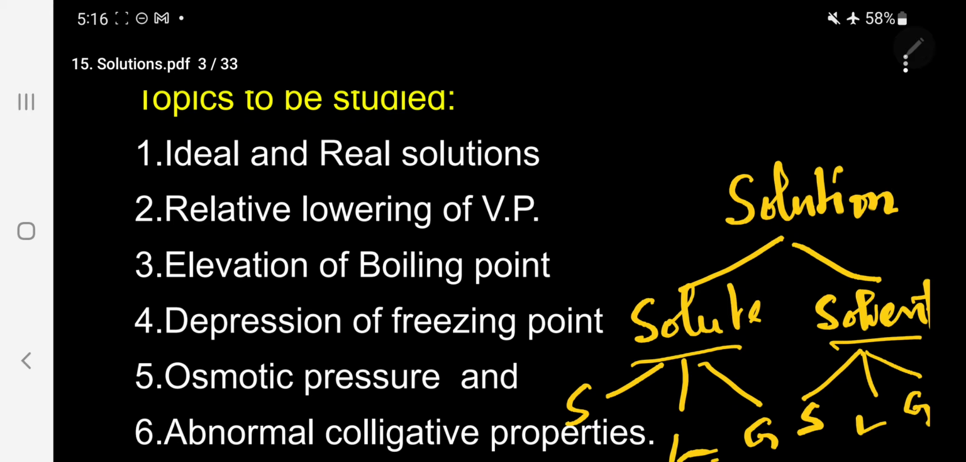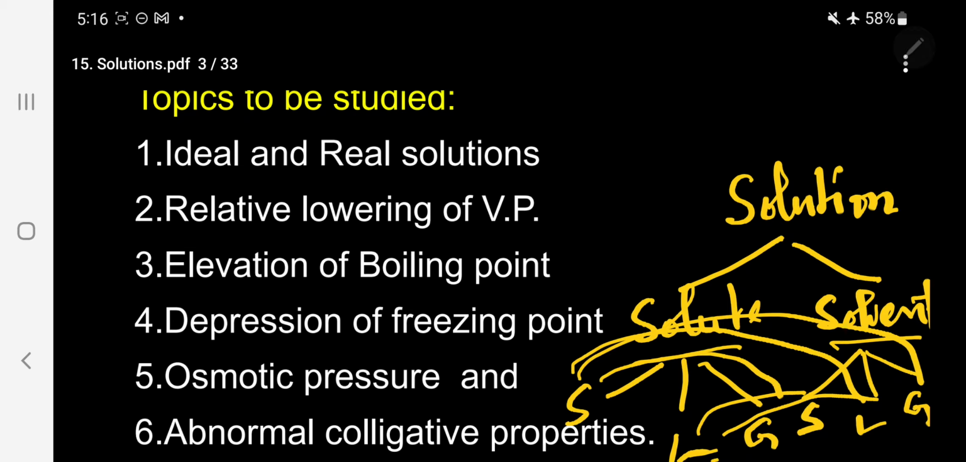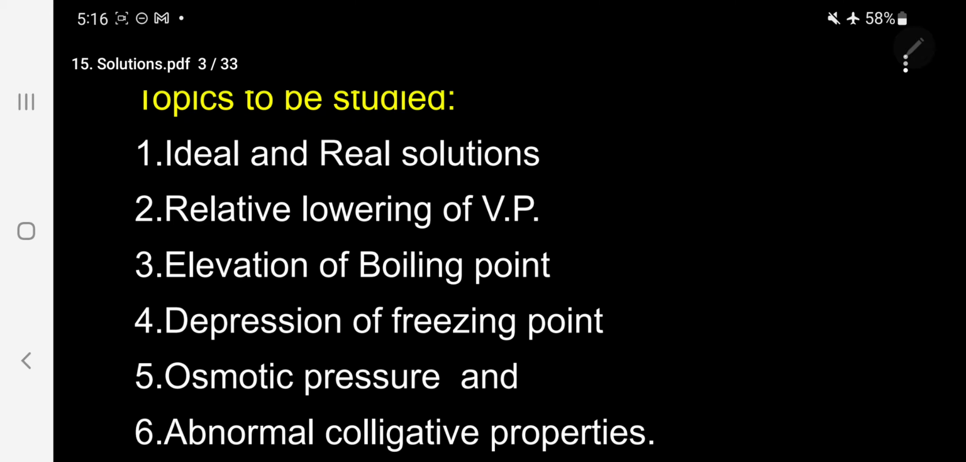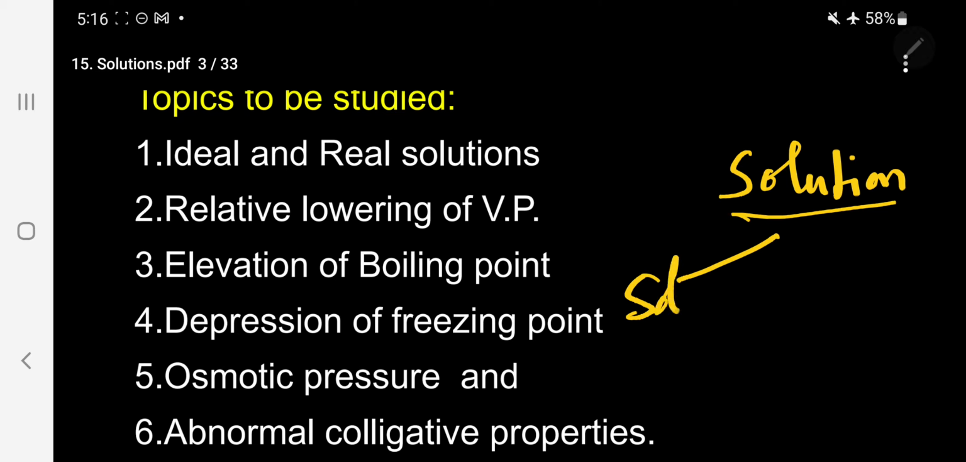Kindly follow. So let me say this way: solid-solid solution, solid-liquid solution, solid-gas solution, liquid-solid solution, liquid-liquid solution, liquid-gas solution, then gas-solid solution, gas-liquid solution. So these are the possibilities. The next question is how to identify which is solute, which is solvent. I can give you a very simple way you have to follow. This is the general idea.